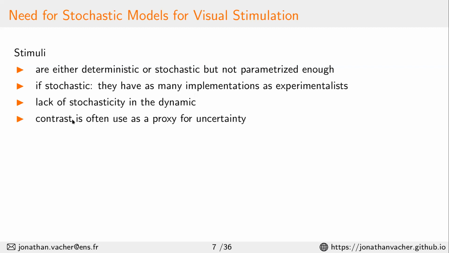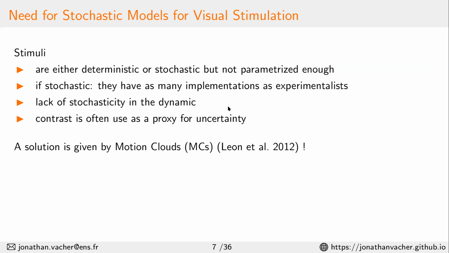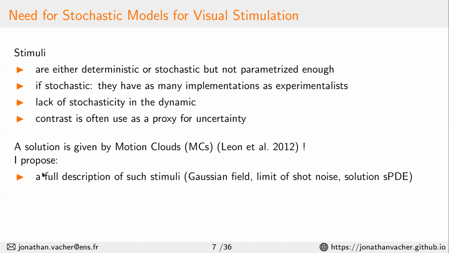And last, it's often the contrast of the stimuli that is used as a proxy for uncertainty, while we can control specific uncertainty for specific features in different ways. So a solution was given by Motion Cloud in 2012, and this is based on this work that I expanded a bit the definition of the stimuli. So there are 3 ways of seeing these stimuli. So different tools to further model your data.